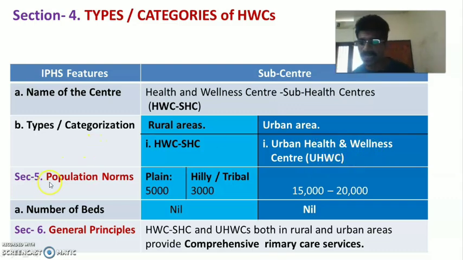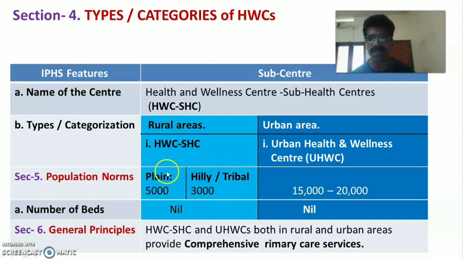Okay. Then next is section 5, that is about the population norms or population coverage of the sub-health centers. Health and Wellness Center, Sub-Health Center in plain area, the general area, in rural area covers 5,000 population. Okay, the same population only. There is no change of population of sub-center in the rural area, only the name is changed. In hilly, tribal, backward areas, the Health and Wellness Center, Sub-Health Center covers a population of 3,000.